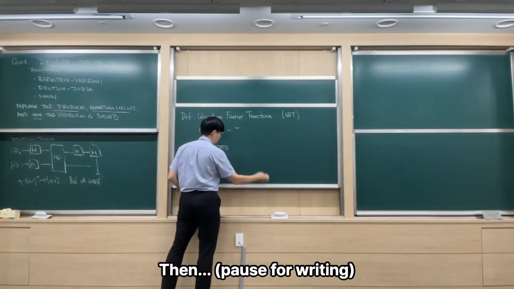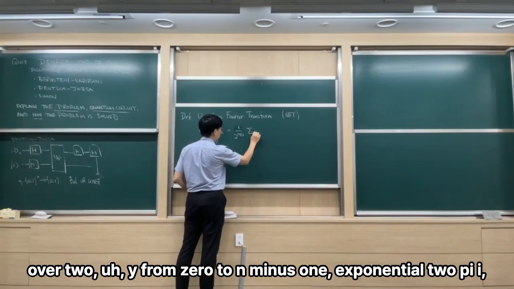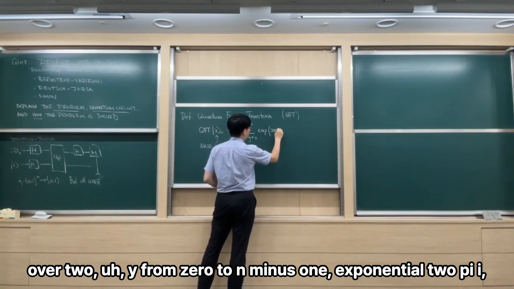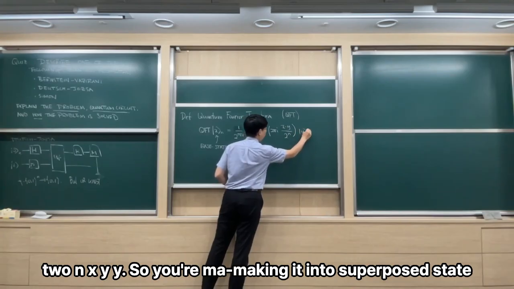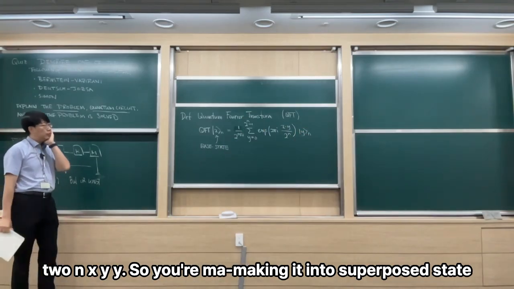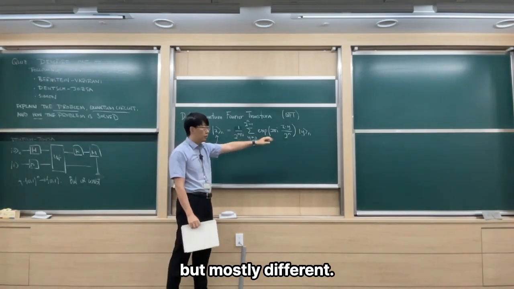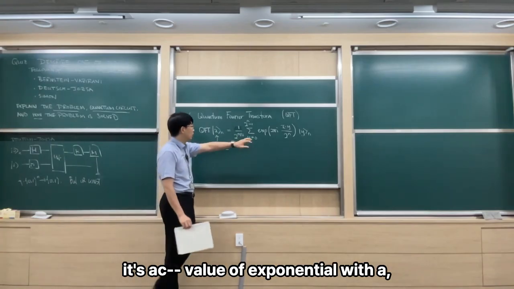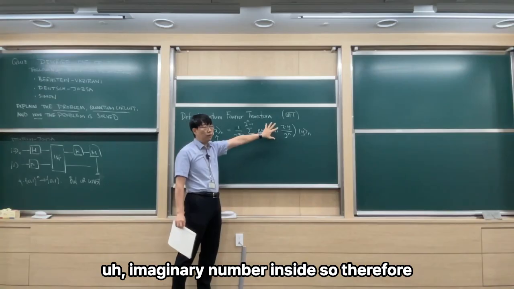Then it's defined as 1 over 2 to the n over 2, the sum over y from 0 to 2^n minus 1 of exponential 2 pi i xy over 2^n, times the state y. So you're making it into a superposed state of all basis states with different coefficients. Maybe some are the same, but mostly different. The coefficient looks very weird. It's not a plain number. It's the value of an exponential with the imaginary number inside. Therefore, it's a complex number.